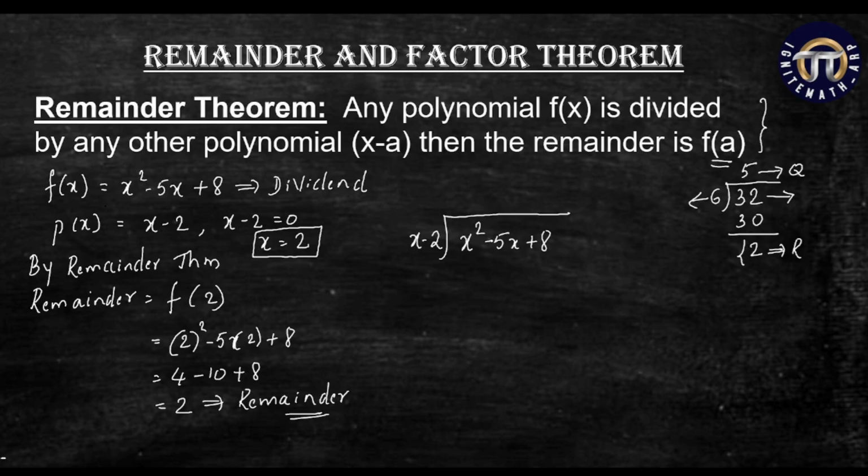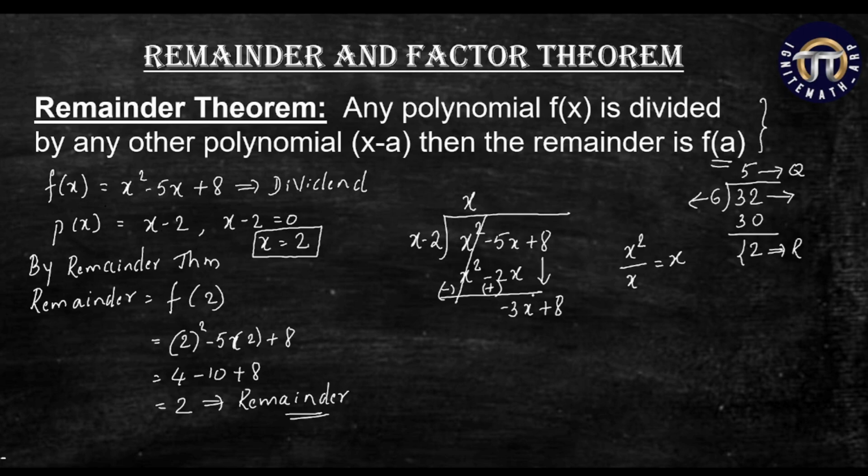Now I am going to divide this f of x by the other polynomial p of x. To perform this division, I take the first term of the dividend and divide it by the first term of the divisor. I get x, which is the first term of the quotient. Then this first term of the quotient is multiplied with both terms of the divisor. x into x is x square, x into minus 2 is minus 2x, right? I change the signs over here, so these two get cancelled. Here I get minus 3x, and this 8 is taken down.